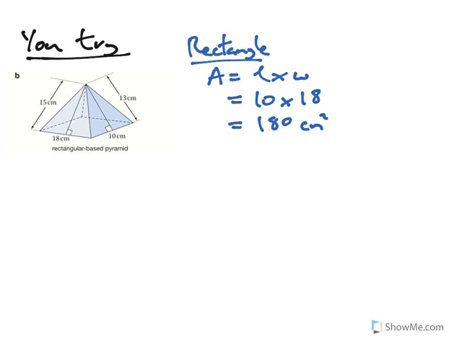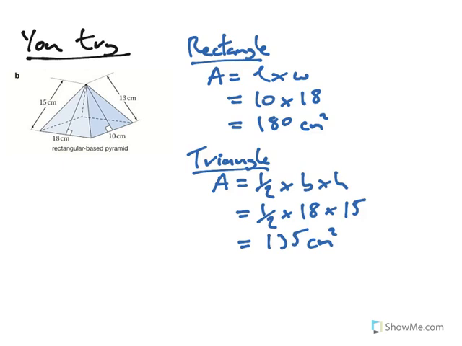Okay, so the first bit would be to work out the rectangular base. The rectangular base, well, area equals length times width. I've written down my formula to say that I know it. The length and width are 10 and 18. Times them together, I get 180 centimetres squared. So just check you've got that bit first.